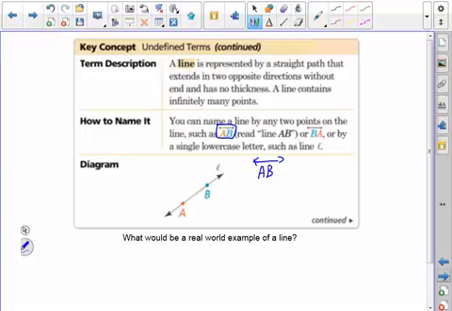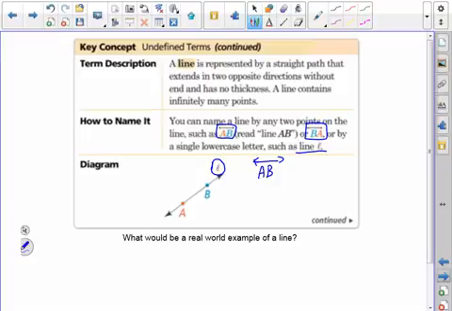Now, if you notice, we can call this line AB, or we can call it line BA. It doesn't matter the order of the points, as long as we have any 2 points on the line to name it. And you can also see here there's a script letter L, kind of an italicized letter L. You could also call it just line L.